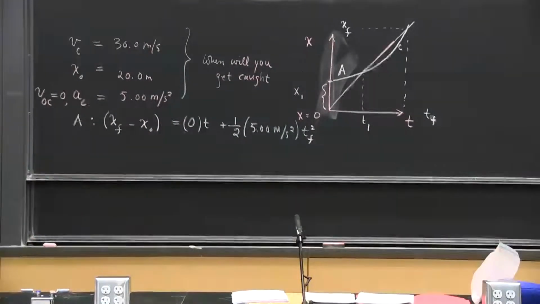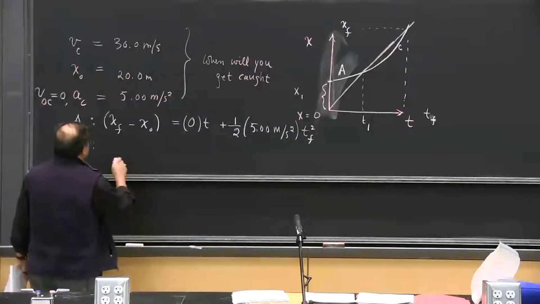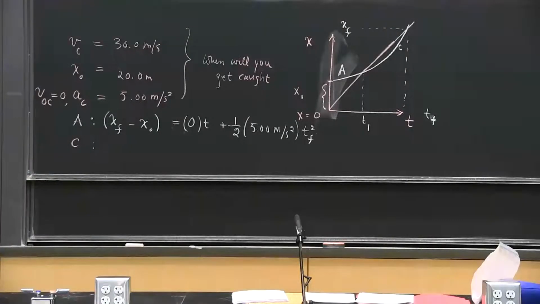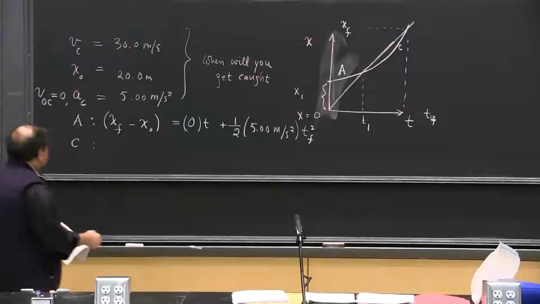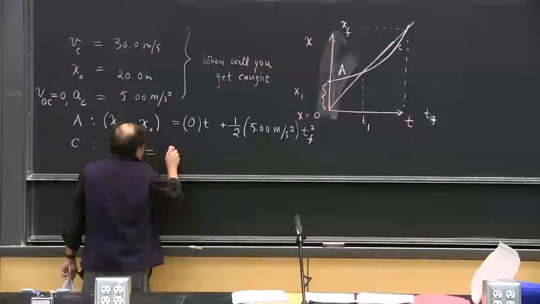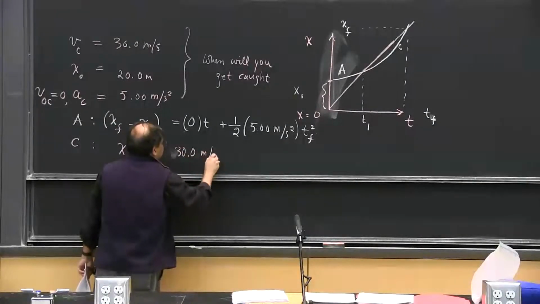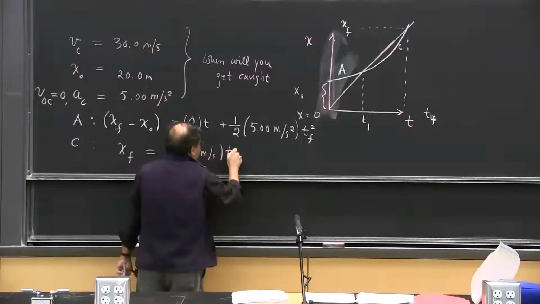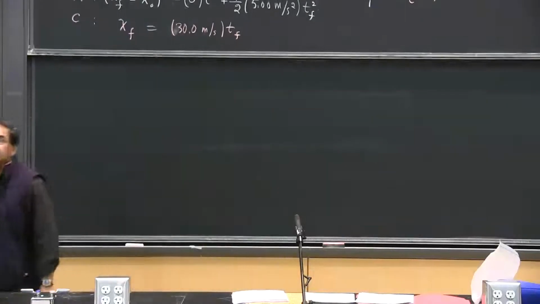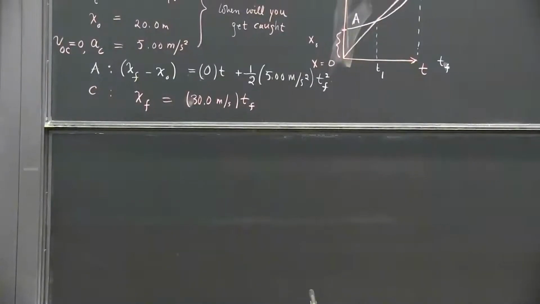All right, so this is my story for A. What about C? Now, C is a very simple story. C is distance is velocity times time, because there's not much else I can do. So as far as C is concerned, the final distance xf is the velocity, which is in this case 30.0 meters per second times t final. All right? Any objections?